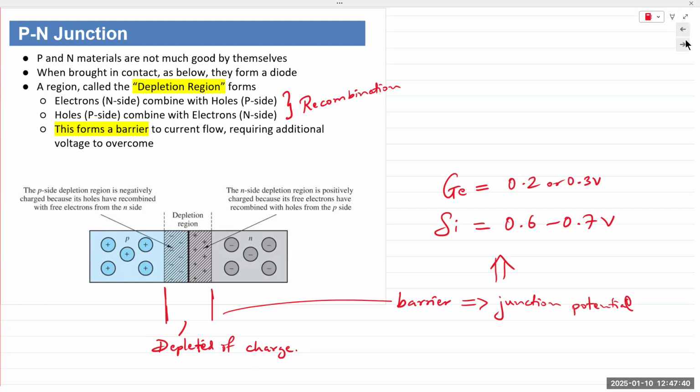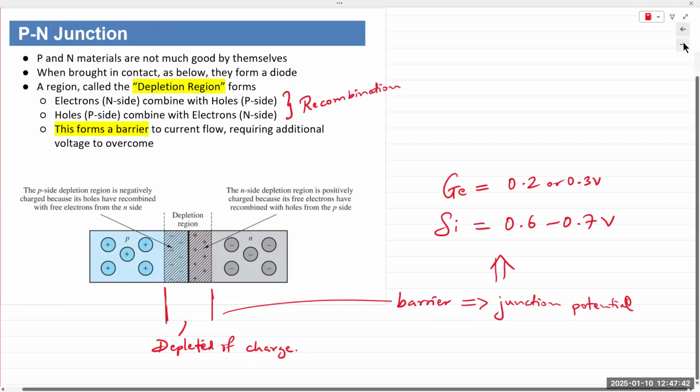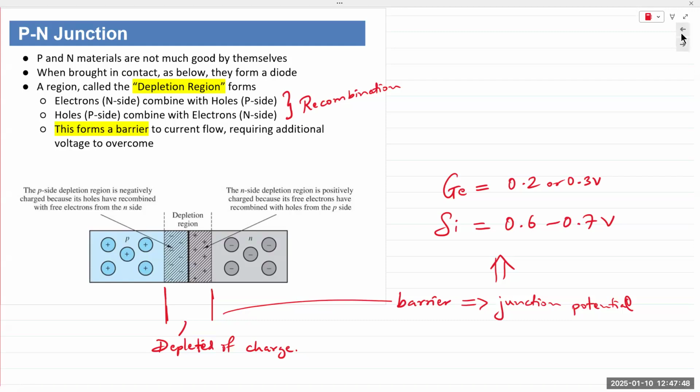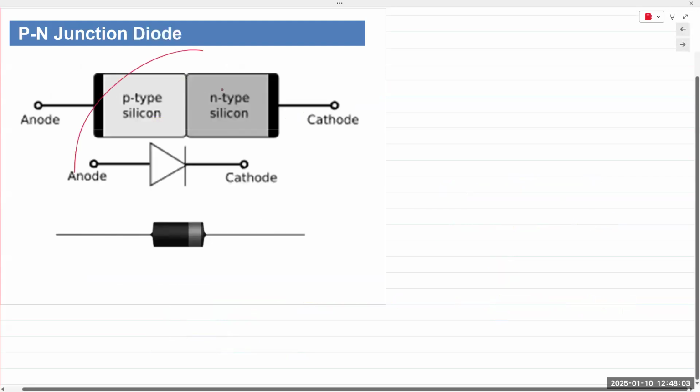When holes and electrons move through a circuit, thermal energy is expended. So these devices get hot. If we create a two-terminal device using just a P and an N type material, we obtain what is known as a PN junction diode.